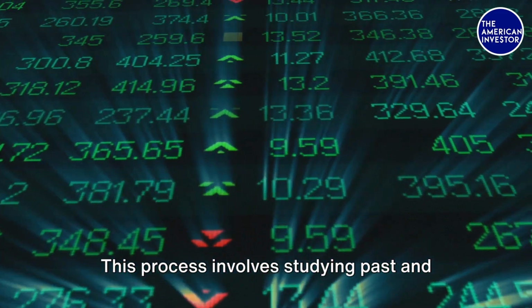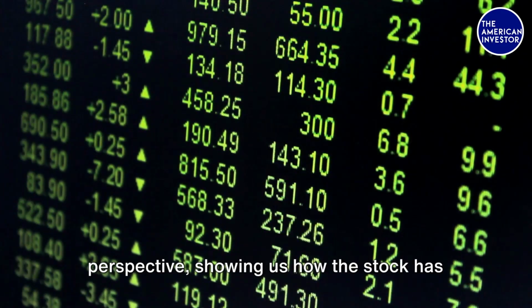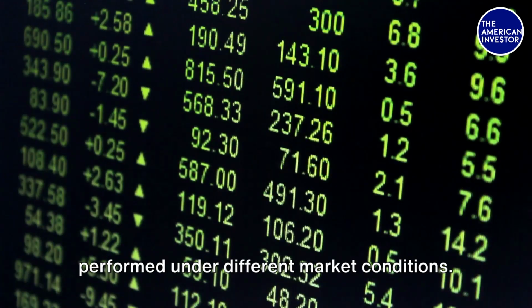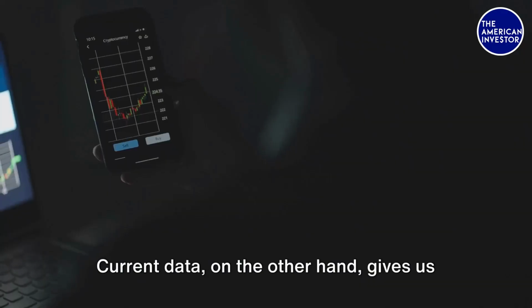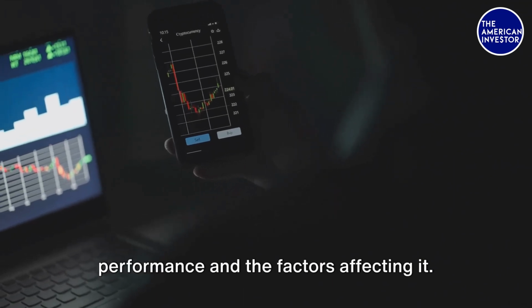This process involves studying past and current data. Past data offers a historical perspective, showing us how the stock has performed under different market conditions. Current data, on the other hand, gives us a real-time view of the stock's performance and the factors affecting it.